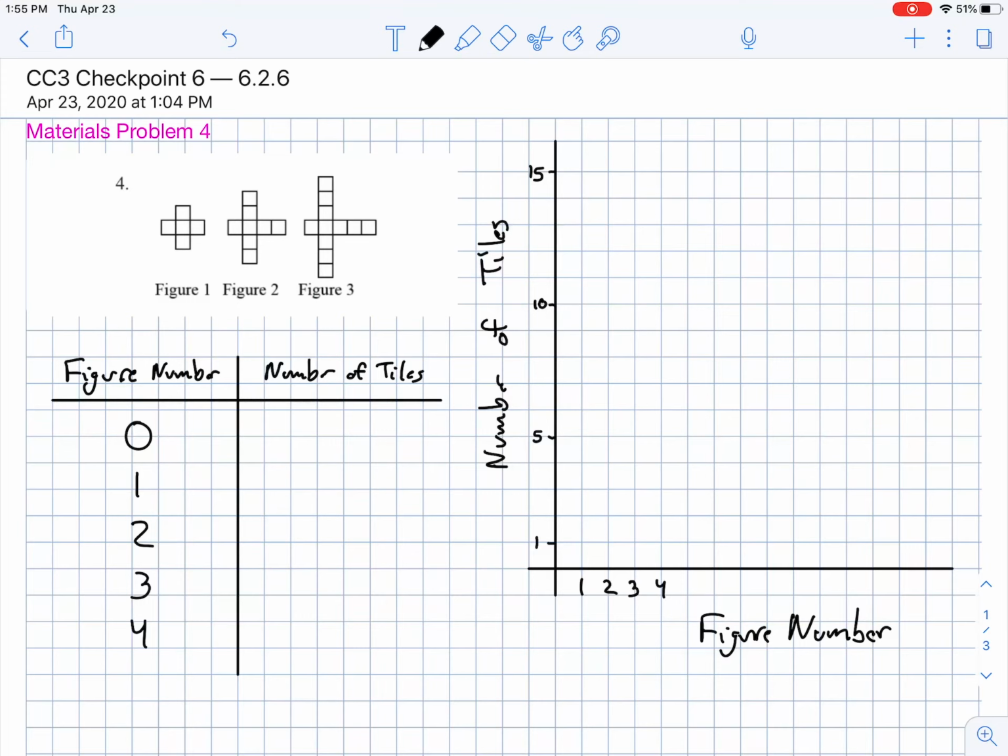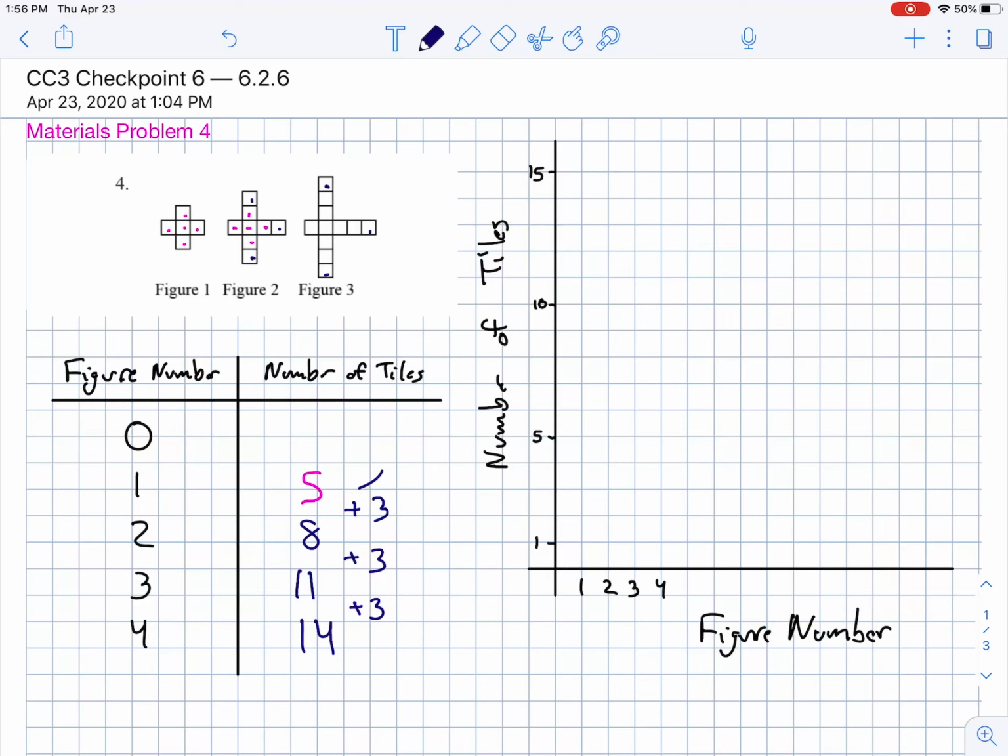So as you can see, we have the pattern. In figure number 1, there are 1, 2, 3, 4, 5 tiles. In figure number 2, you can see figure number 1 plus 3 additional tiles. And then if you look at figure 3, you can see we've added 3 more. So we have 3 additional tiles. Figure 2 then has 8. 3 additional tiles. Figure 3 has 11, and so on.